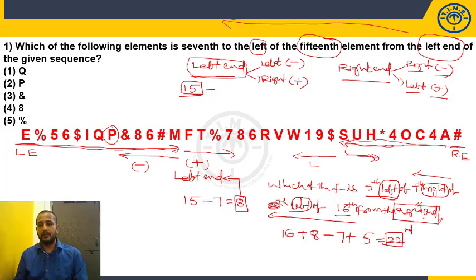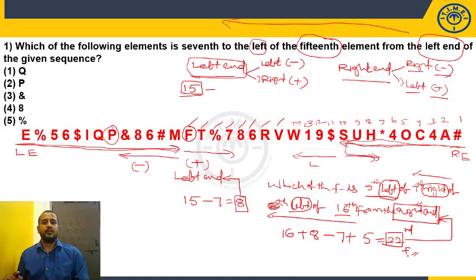22nd from where? We have started counting from the right hand. 22nd from the right hand. So 1, 2, 3, 4, 5, 6, 7, 8, 9, 10, 11, 12, 13, 14, 15, 16, 17, 18, 19, 20, 21, 22. So what is this element? F. So our answer for this particular question is F. So this is how the shortcut method will help you. I hope it is clear.